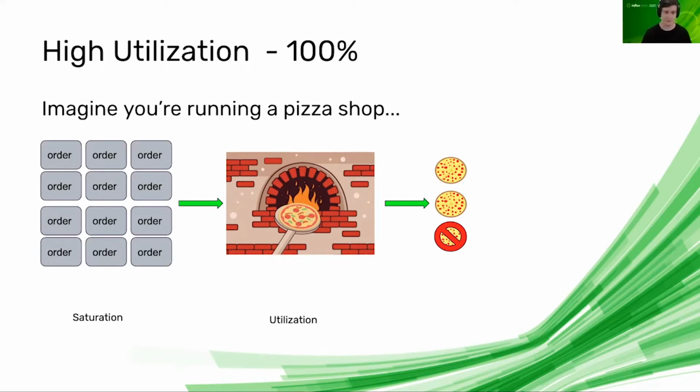So maybe I need more pizza ovens, or maybe I need more people to work on those pizza ovens, things like that. There's some bottleneck somewhere in the system that is preventing me from being able to fulfill all of the orders that I have coming in.